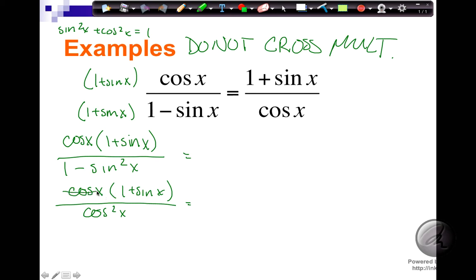So here I get one of my cosines I can cancel, and I can cancel one of those, and I get 1 plus sine x over cosine of x. And I'd be thinking, oh, what can I do next? But then I'd be like, oh, well, look, that's exactly what I wanted. That means we are done. That is what we wanted. We wanted to make the left side look like 1 plus sine over cosine, and we did.